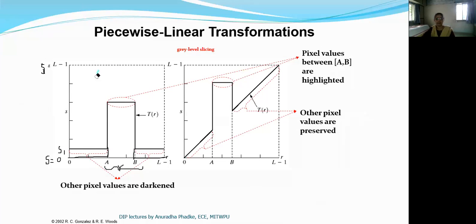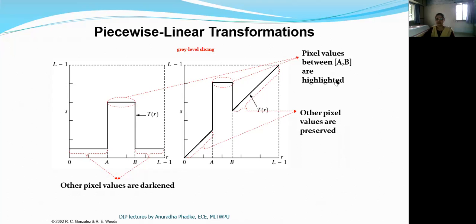Now I request you to compare this gray level slicing graph, the first graph, with this second one. If you can get something, please type it in the chat box. How is this second type of gray level slicing different from the first type? Can you identify some similarity between these two graphs? Please type the similarity, and any difference between these two graphs. Okay, I'm getting a few answers.